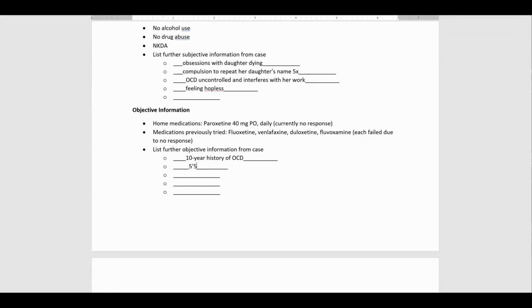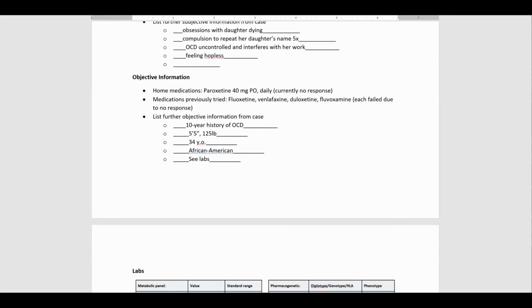What else do we have? She's 5'5", 125 pounds. If you want to, you could calculate a BMI. You can eyeball it and tell that she's not really obese, but it's probably useful to calculate that as well. She's 34 years old. She's African American, which is important in terms of the case we're going to talk about today. And then, we need to look at her labs, which come up next.